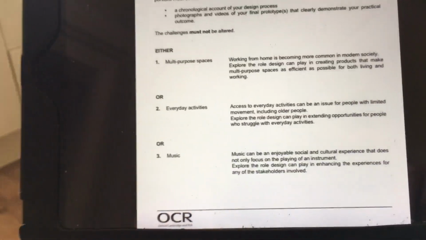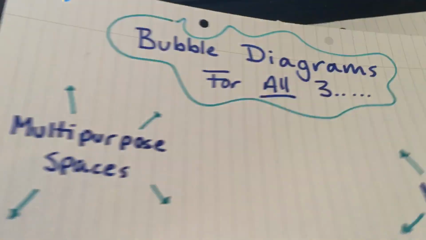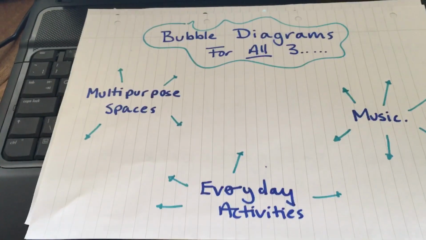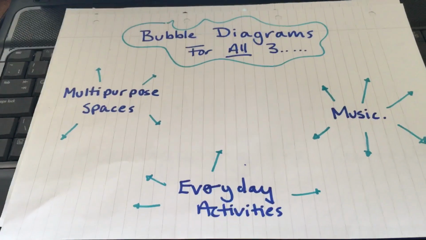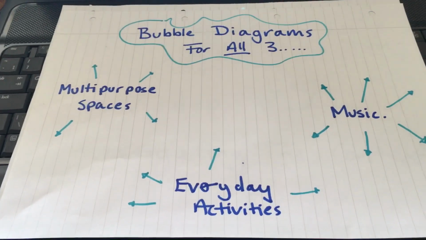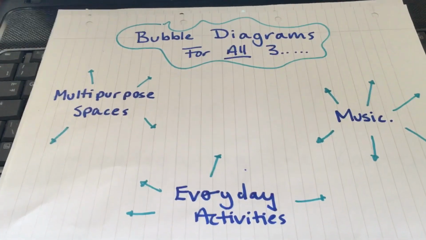So how do you get started? Well, you have to investigate all 3 of those contexts. Before you decide on a project that you want to do, you have to explore all 3. The easiest way to get that started is to do a bubble diagram for each one of those 3 different contexts. So that's 1 for multi-purpose space, 1 for music, and 1 for everyday activities.